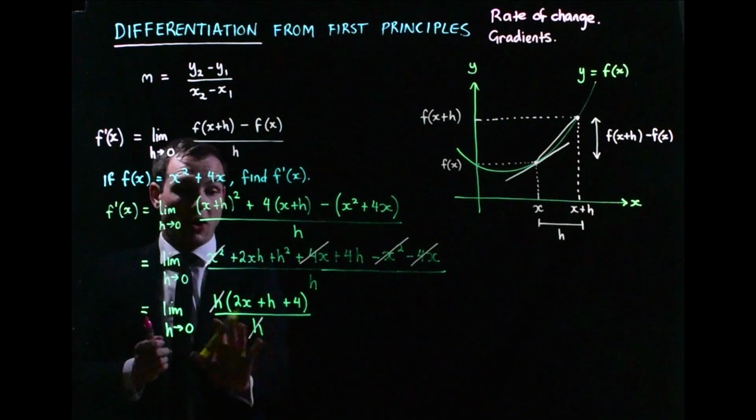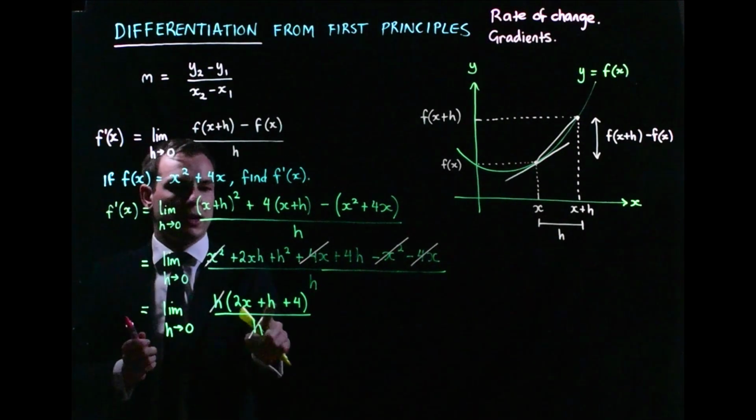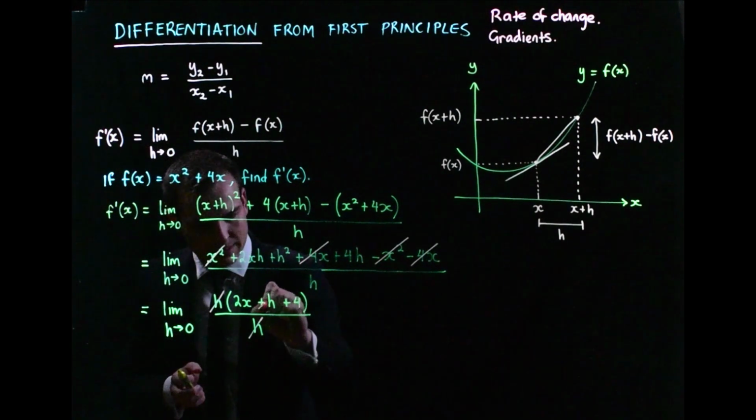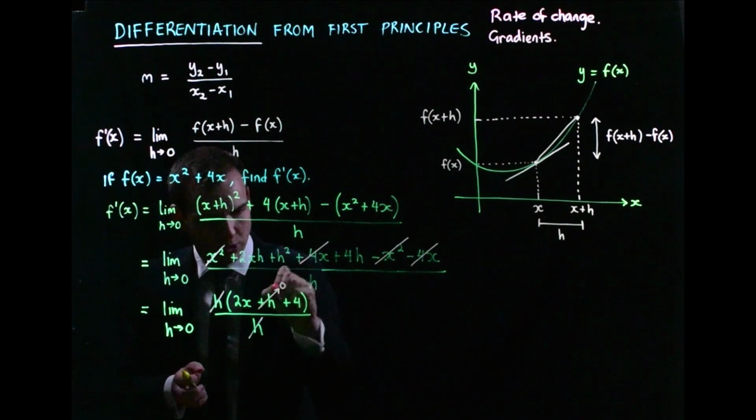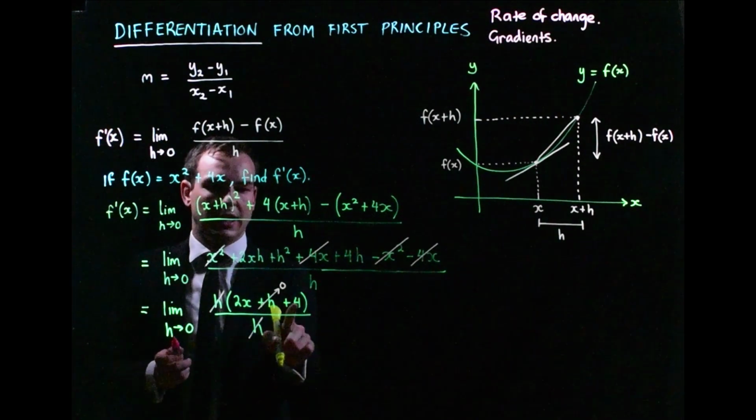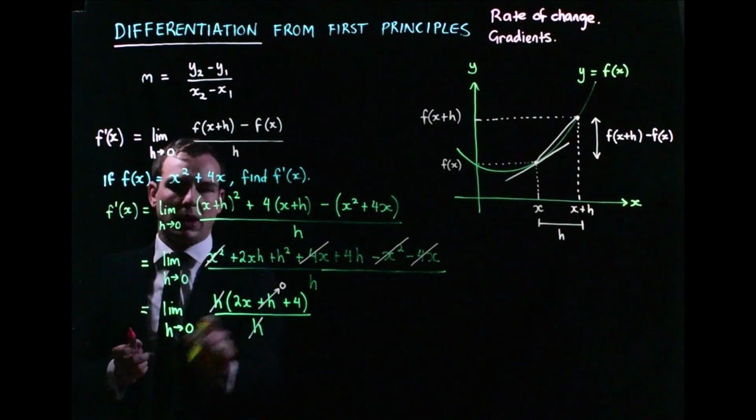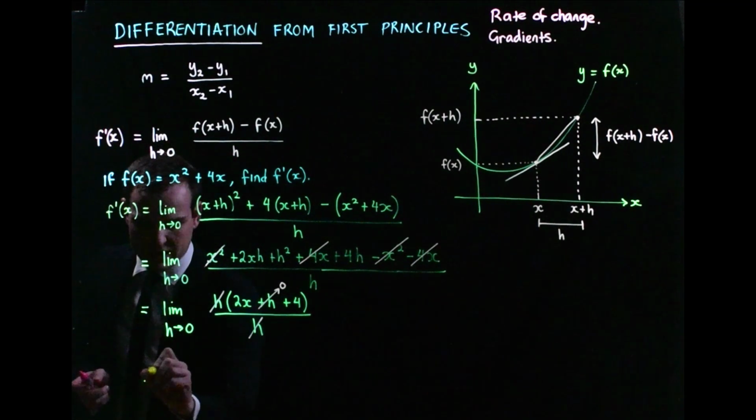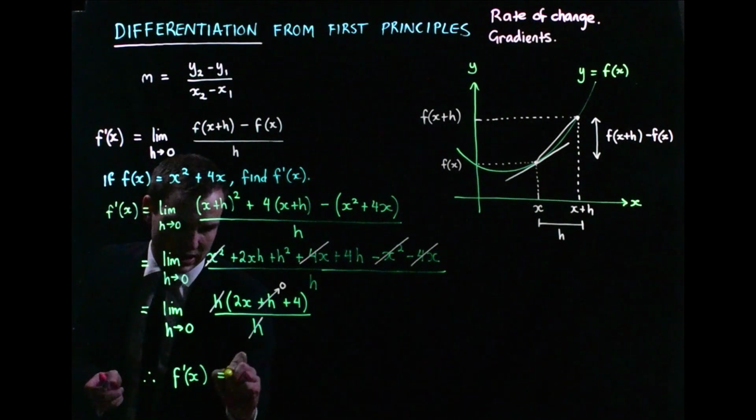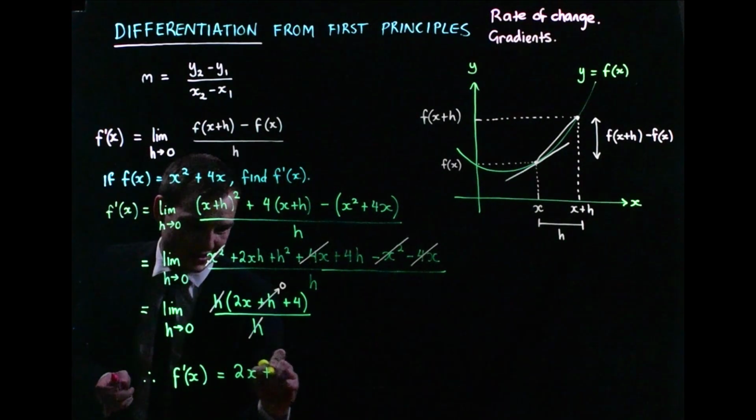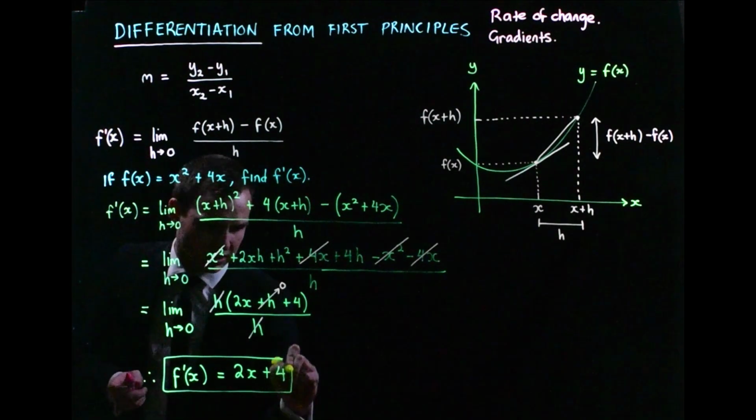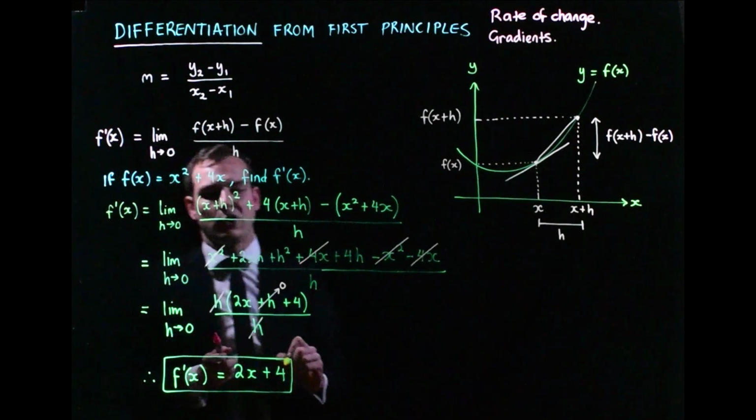And now that we don't divide by h, we can evaluate this limit by just letting this h equal 0. So if I evaluate this limit, this term is going to approach 0. So checking what's left behind, we're going to have a 2x and a plus 4 that's not affected by h approaching 0. So therefore we find that the derivative f dashed of x is simply equal to 2x plus 4. So that is the answer to this question if we differentiate using first principles.